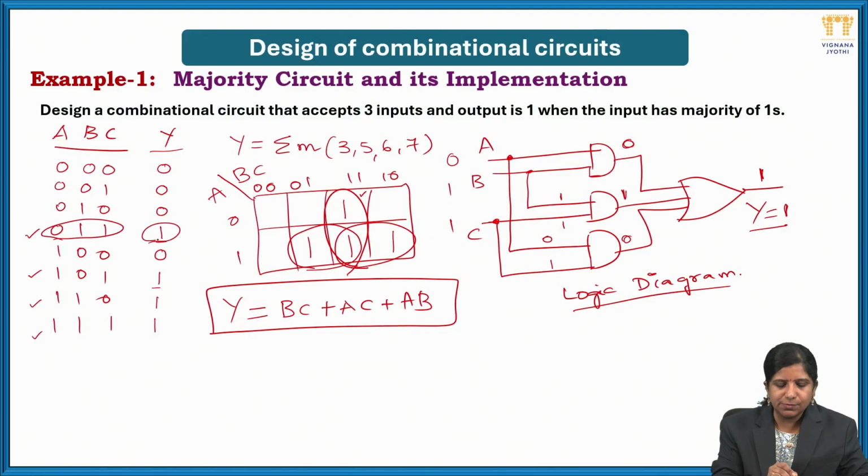I got the output as 1. That means my circuit is acting as a combinational circuit that accepts 3 inputs, and the output will be 1 if the inputs consist of a majority number of ones. So in this way, you have to design any combinational circuits.